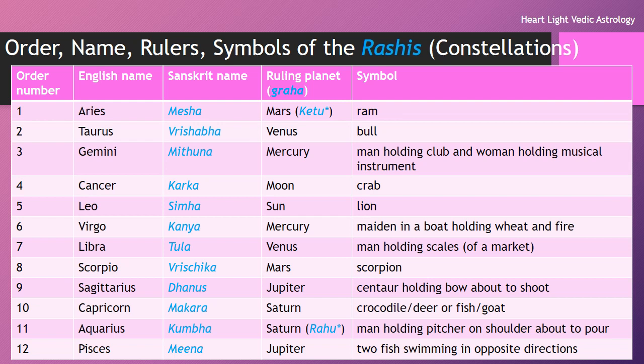The fourth constellation is Cancer. In Sanskrit, that's Karka. The ruling planet or Graha is the moon. The symbol of this is the crab. So it's an animal that lives in water. It's got a hard outer shell and a soft inner being.